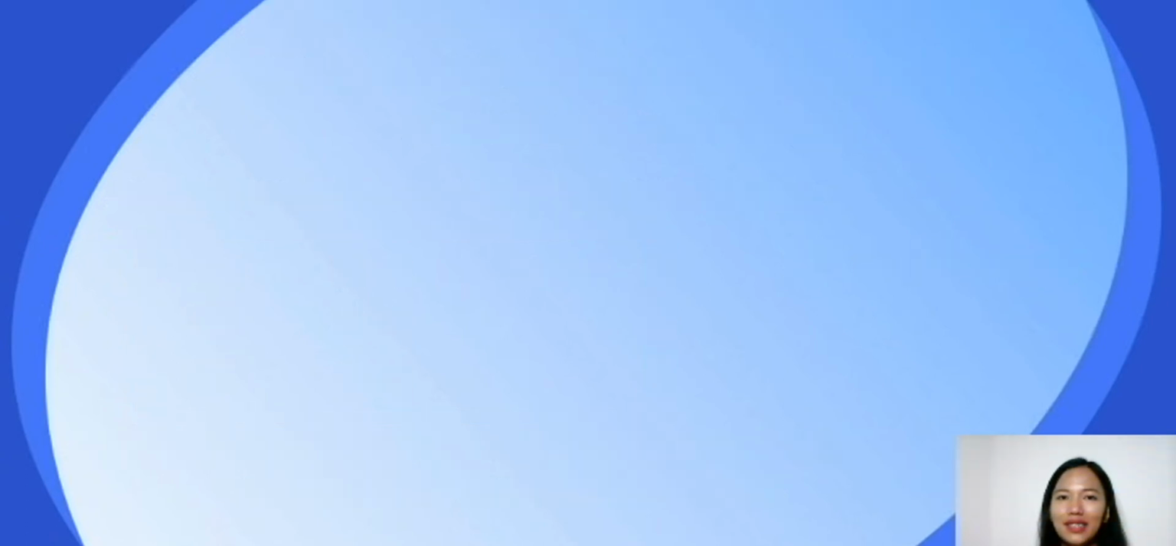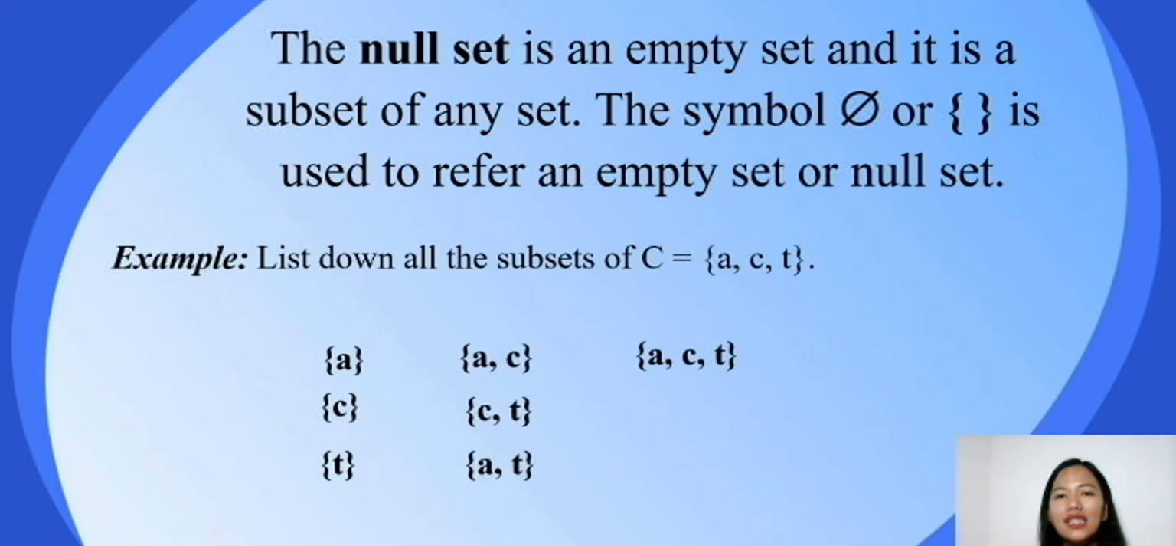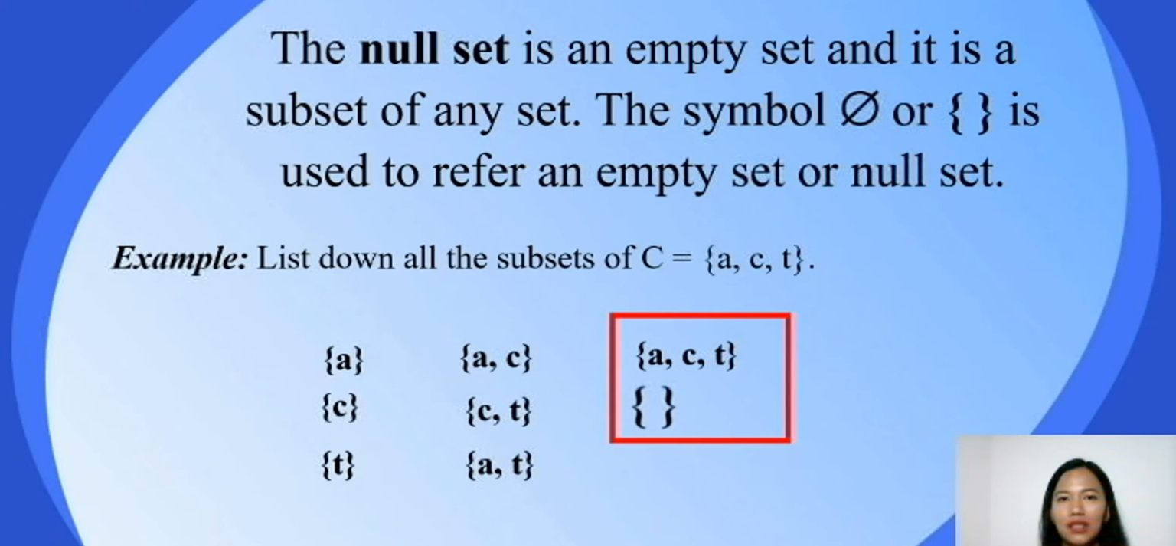We have what we call the null set. Null set is an empty set, so it means that there is no element in a null set. So null set is also a subset of any set. These symbols are used to refer to an empty set or null set. In our previous example, it means that the missing subset is the empty set. But take note that the set itself and the null set are not proper subsets. So in the previous example, we only have 6 proper subsets.